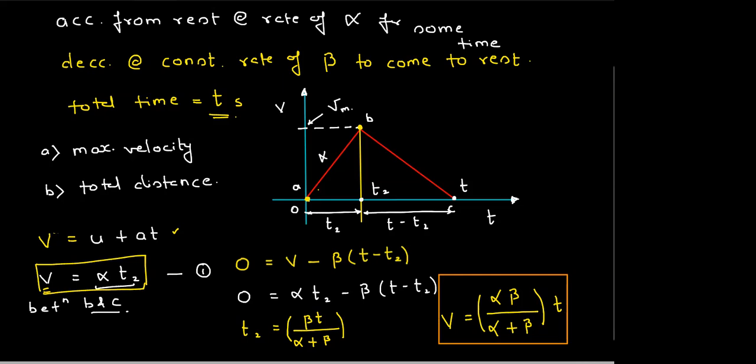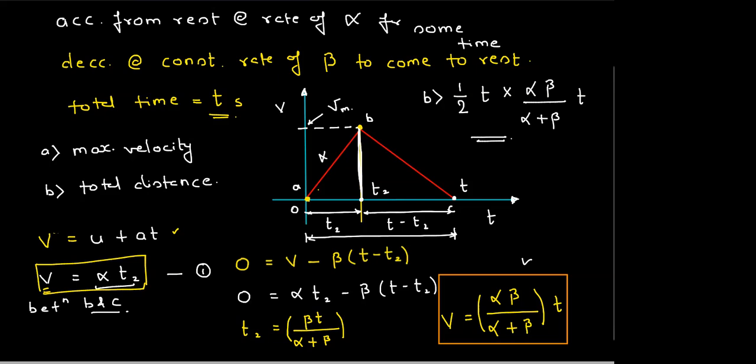All right, guys. So the thing is that the total distance, you can just find the area under this. The area will be the total distance, which will be half into base, which is t, into maximum velocity, which is alpha beta divided by alpha plus beta into t. So this is your distance. Altitude, which is the maximum velocity that you already found out, half of that into the base. So you get the total distance. Fine.